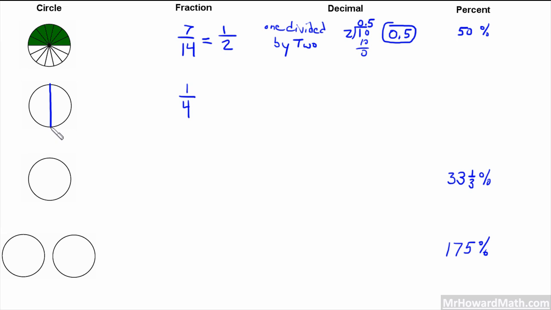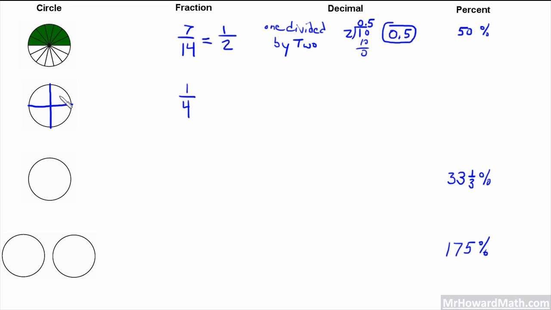We've got it split into 2. Do that again, so right through there. There we go, 1, 2, 3, 4. Now how many do we shade? That's our numerator, right? The number of pieces that we're currently talking about. So we need to shade one of those 4. 1 out of 4 are shaded.